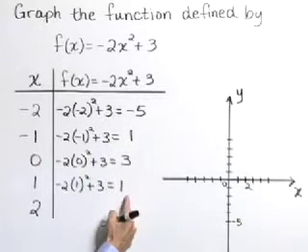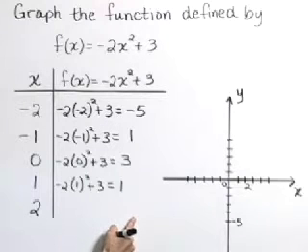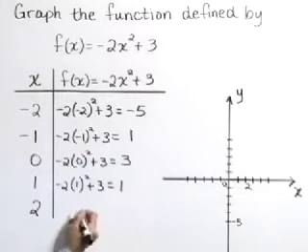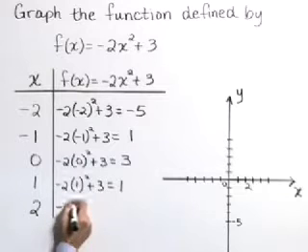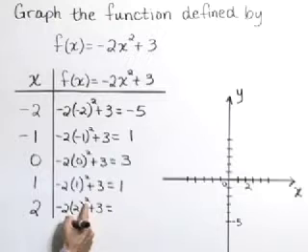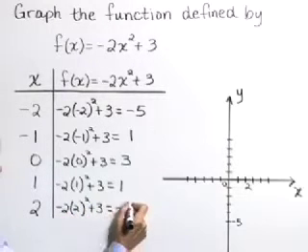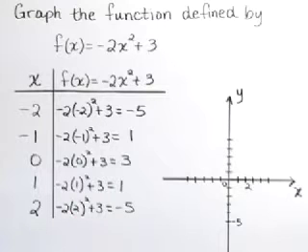Here we're seeing a symmetry in these function values. I'll bet this next one's going to be a negative 5 also. Let's check and see. Negative 2 times 2 squared plus 3. 2 squared is 4, times negative 2 is negative 8 plus 3. Indeed, that's a negative 5.